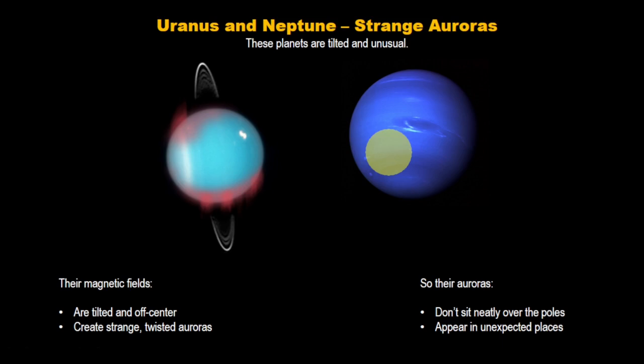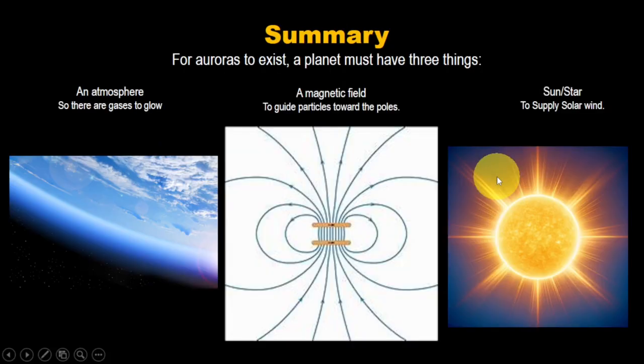And here is Uranus and Neptune. These are very weird planets because they are tilted and they are very unusual. Okay, so their magnetic fields are tilted and off center, and that creates a very strange twisted aurora. They don't sit neatly over the poles, and they appear in unexpected places. For instance, this is Neptune, this is its aurora, and that is Uranus and its aurora. So they don't sit at the poles, just like other planets.